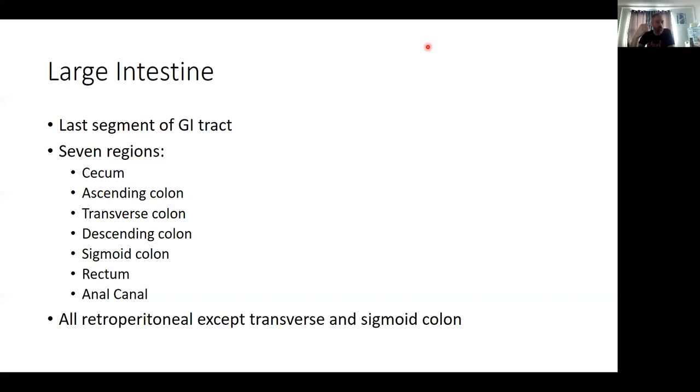The one right on the other side of the ileocecal sphincter, of course, is the cecum. And then we're going to have the ascending colon, transverse colon, descending colon, the sigmoid colon. Sigmoid just means S-shaped. The rectum and the anal canal. All of these, except for the transverse colon and the sigmoid colon, are retroperitoneal. Almost all of the large intestine is retroperitoneal. The duodenum and most of the large intestine are going to be behind the peritoneal cavity.